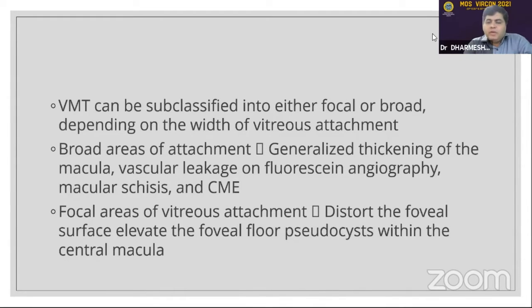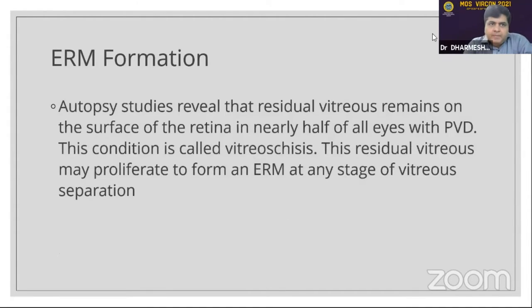Now VMT can be subclassified into focal or broad depending on the width of the vitreous attachment, and can be generalized, thinking of macular vascular leakage on FFA, schisis, or CME, where a focal area shows distorted foveal surface, elevated foveal floor, and pseudocyst formation in the central macula.